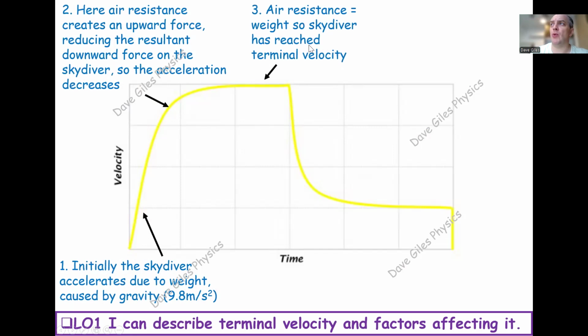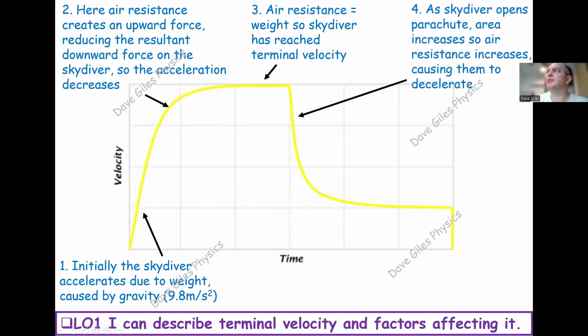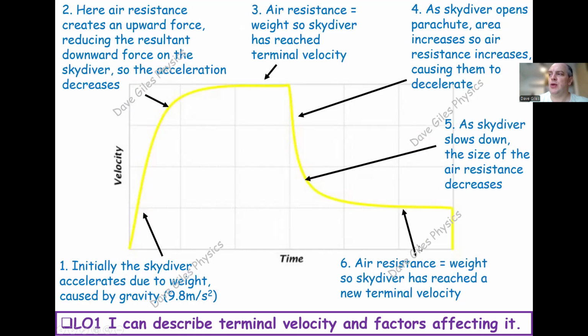As air resistance equals weight, the skydiver has reached terminal velocity. He opens his parachute, area increases, so air resistance increases, causing the parachute to decelerate. As he slows down, the size of the air resistance decreases until again air resistance equals weight, so the skydiver has reached a new terminal velocity.